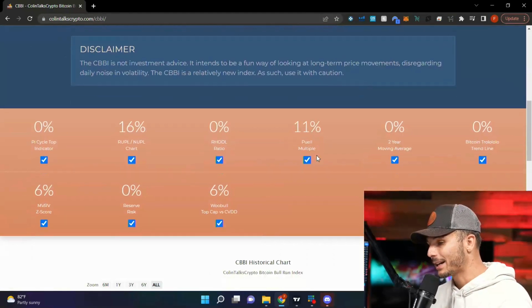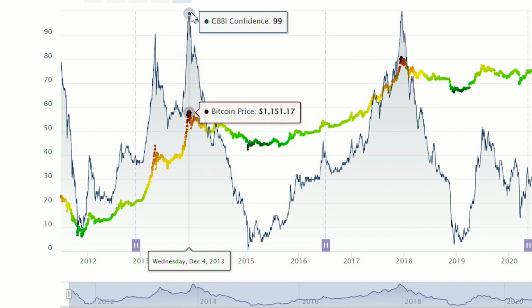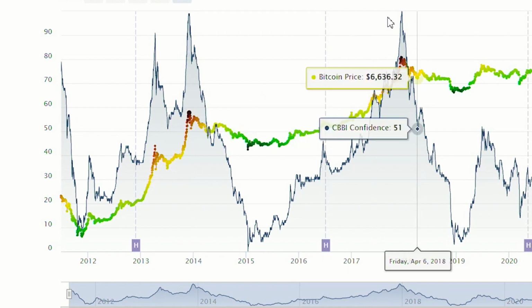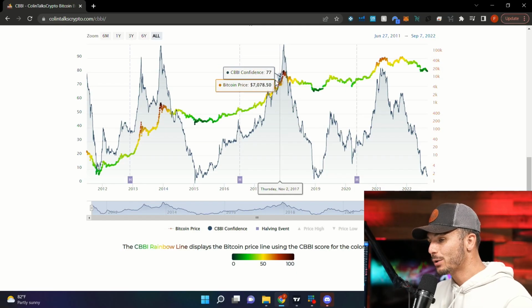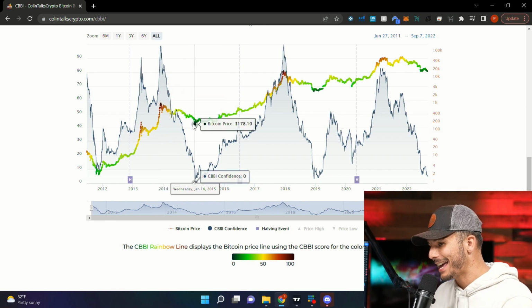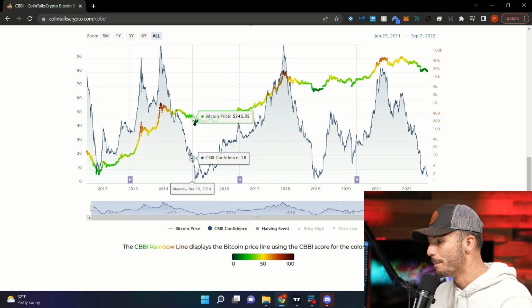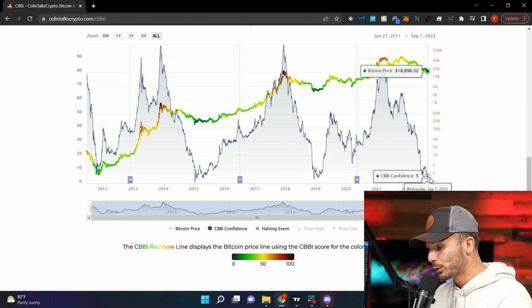Let's come down here and take a look. Over here in 2013, we topped out at about a 99 on the CBBI. In 2017, we actually topped out at 100, and you can see we have this nice heat map. The dark red is usually a good time to sell, and that dark green is usually a good time to buy. And in this cycle, we only topped out at about an 83. Now we're getting a reading of 5.